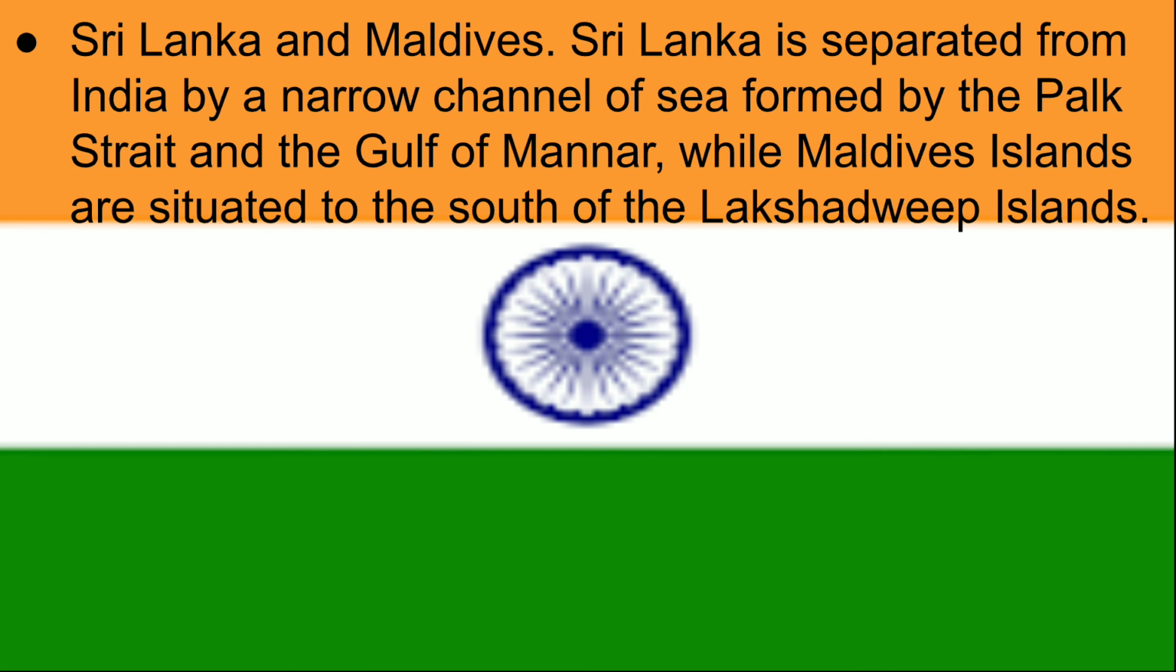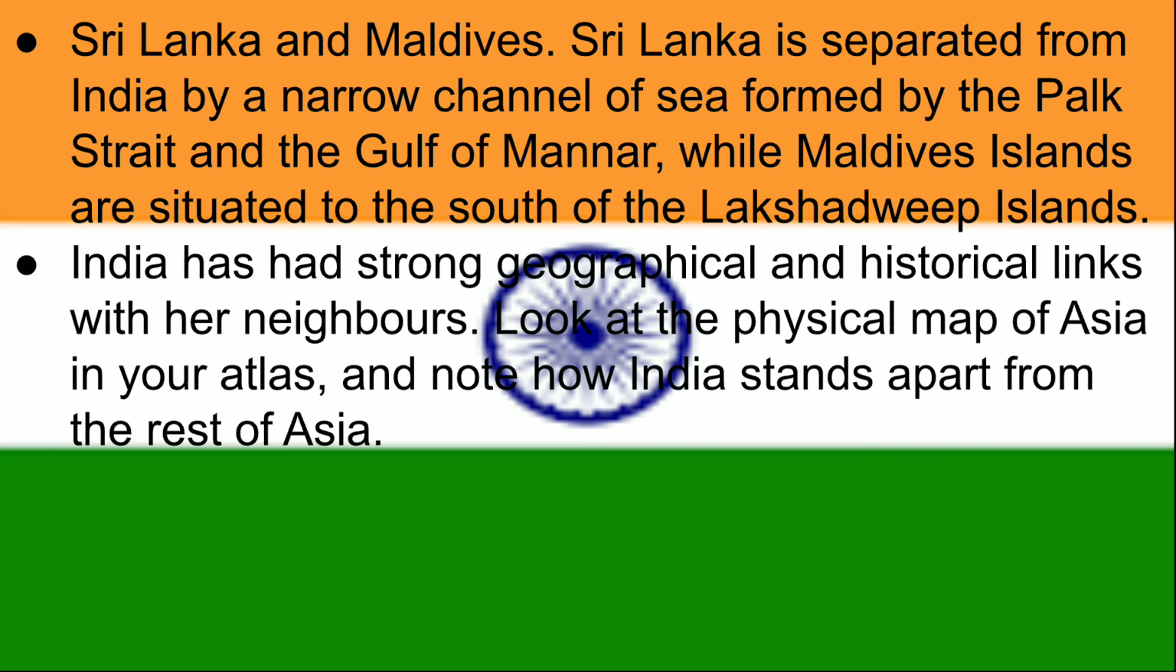Sri Lanka is separated from India by a narrow channel of sea formed by the Palk Strait and the Gulf of Mannar, while Maldives Islands are situated to the south of the Lakshadweep Islands. India had strong geographical and historical links with her neighbors. Look at the physical map of Asia in your atlas and note how India stands apart from the rest of Asia.